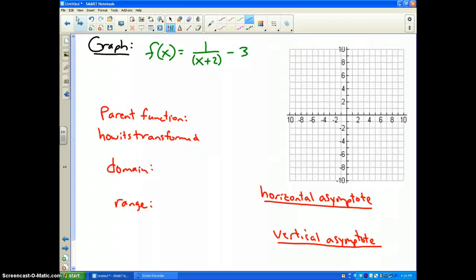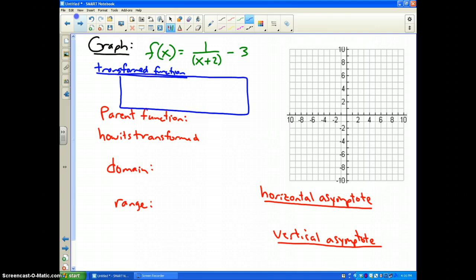We're going to talk about this particular graph. f(x) = 1/(x + 2) - 3. Now, this would be a transformed function from the parent function. Now, how do you transform it? Well, this works just like everything else that we have studied so far.